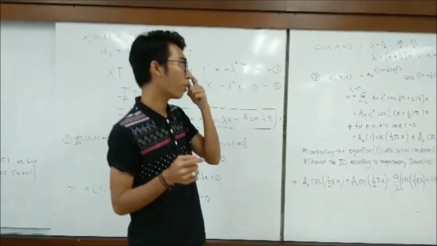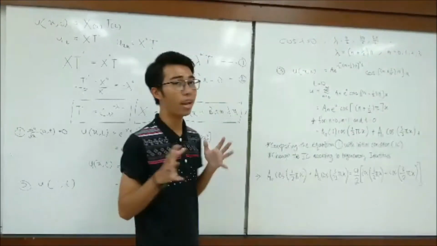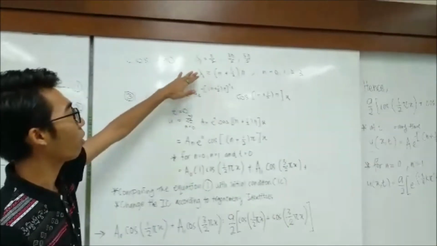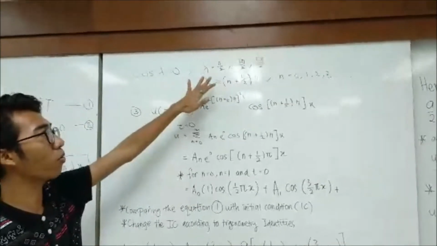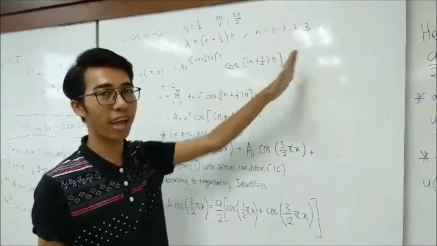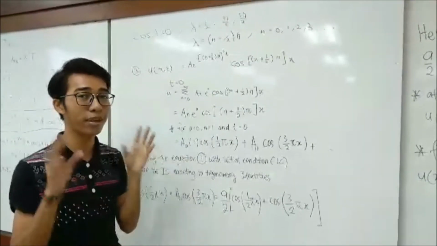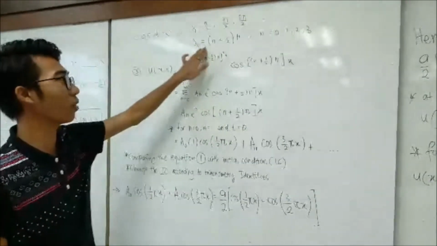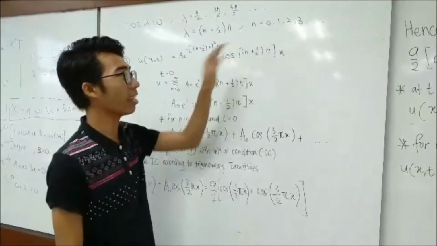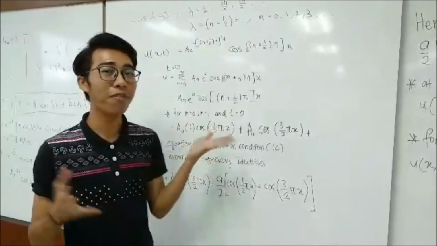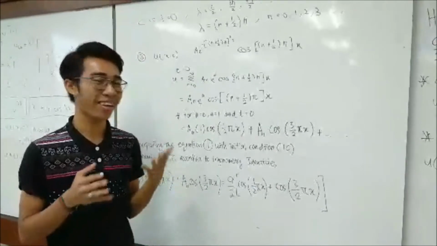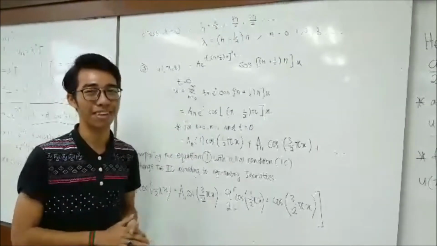Now I would like to explain how to find the lambda. Cos lambda equals 0, and we can say lambda equals pi over 2, 3 pi over 2, 5 pi over 2, and so on. We can factorize it in a simple way, and lambda must equal (n plus 1 over 2) pi, where n equals 0, 1, 2, 3, 4, 5, 6, 7, 8, and so on. Now I will pass to my friend IZNI.